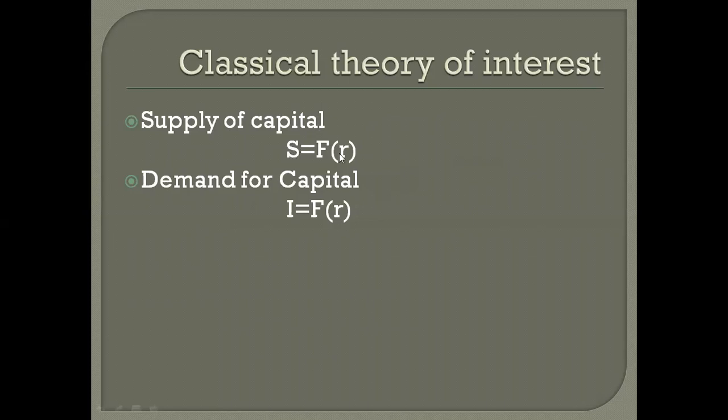So the first constituent in this theory is supply of capital. Supply of capital is a function of R. R stands for rate of interest. F stands for function. S stands for supply of capital. So supply of capital is a function of rate of interest. It means higher the supply of capital in the country, lower the rate of interest, lesser the supply of capital in the country, higher the rate of interest, right?